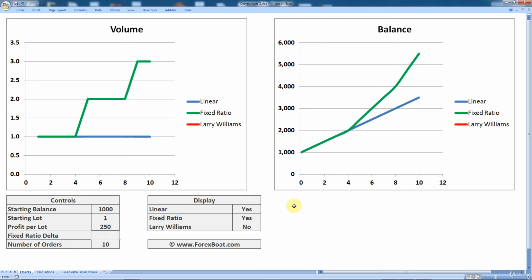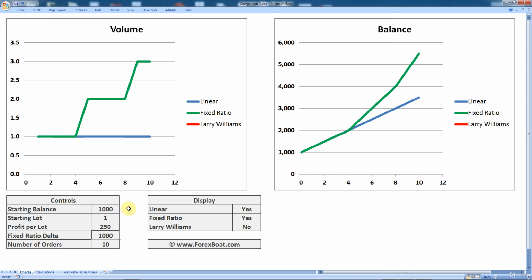All right, so now that we know how the tool works and hopefully you've got it downloaded so you can follow along, let's have a look at a couple of scenarios. To start off with, we're only going to look at the linear method and the fixed ratio method and compare those two side by side. And then in the next tutorial, we're going to add on the Larry Williams method into the mix.